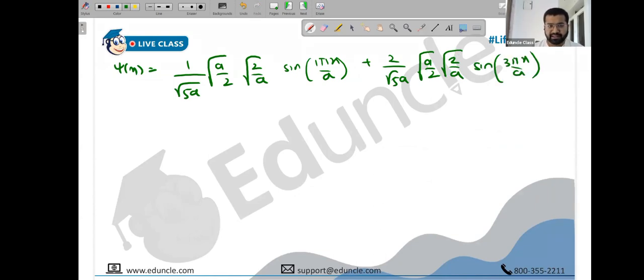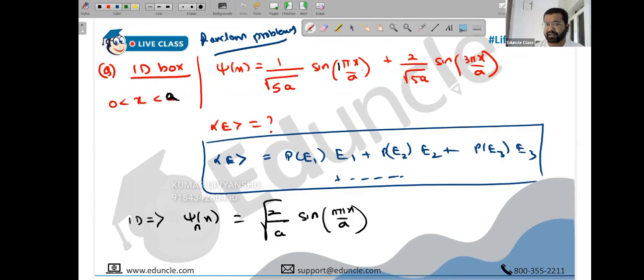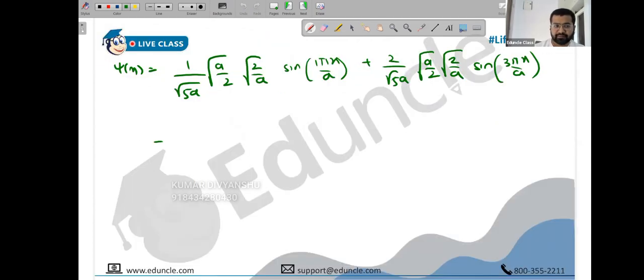So they have given us this thing. In between, what I have done is I multiplied by root of a by 2 and root of 2 by a. Here also I have done root of a by 2, root of 2 by a. I hope you understood why. First of all, here a gets cancelled. We have got 1 upon root 10. Okay. What is this thing?